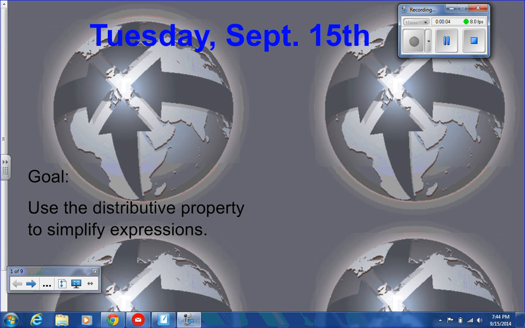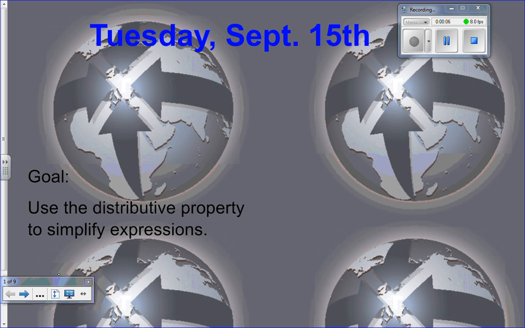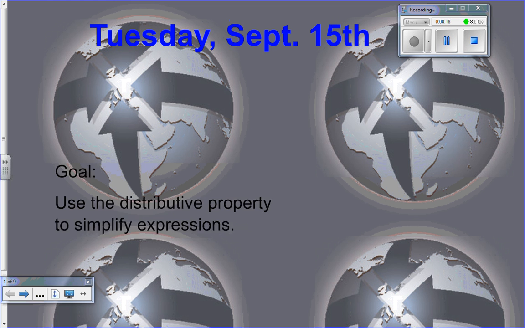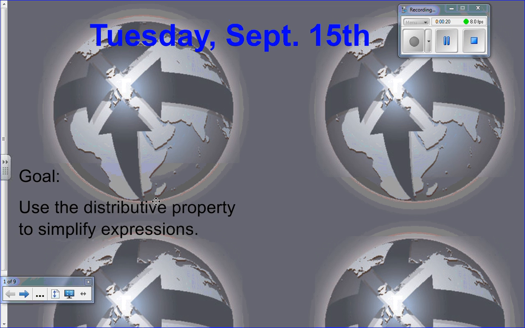All right, hello class. Today you are going to be learning about the distributive property. So if you want to write down the goal, if you need to pause it here, the goal for today is to use the distributive property to simplify expressions. So it is right here on the screen. We're going to use the distributive property to simplify expressions.